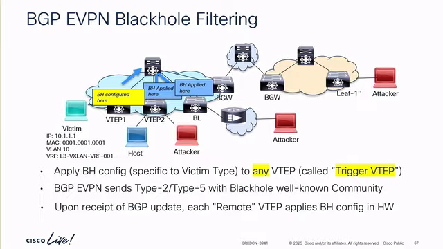So that's what we call the trigger VTEP. We apply the drop route on one side, then via EVPN using the black hole community, we signal to everybody else that, hey, this MAC address or this IP is getting attacked. We need to black hole this traffic, right? So that's essentially how we're solving the problem.